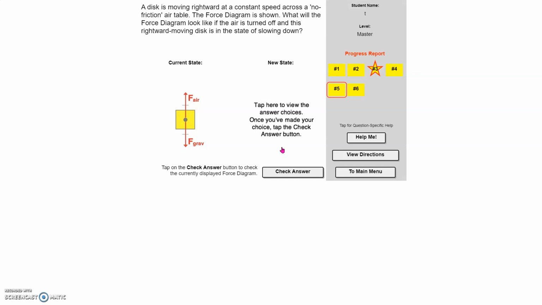I still have force of gravity, but it's not force of air anymore. I'm going to have a normal force because it's going to be on the table. And I am moving to the right, so it wants to slow down. So if I have rightward velocity, then I have to have leftward acceleration. So I should have a net force or a friction force to the left.